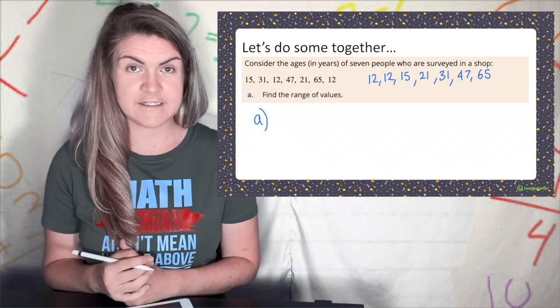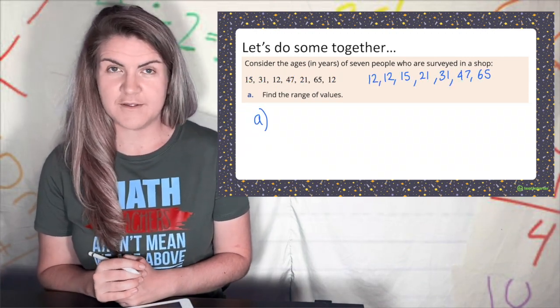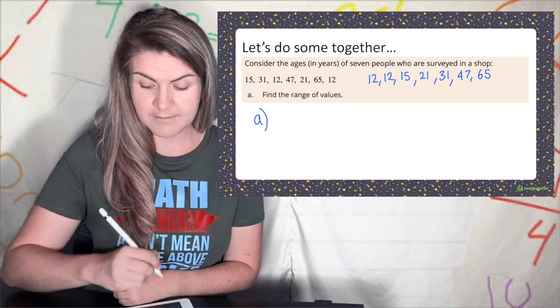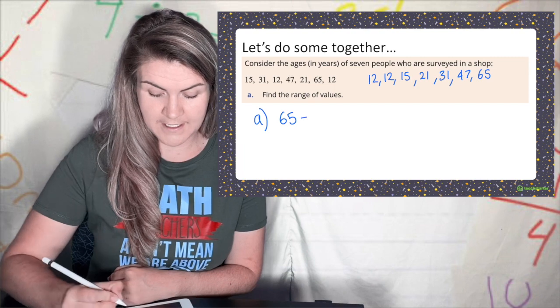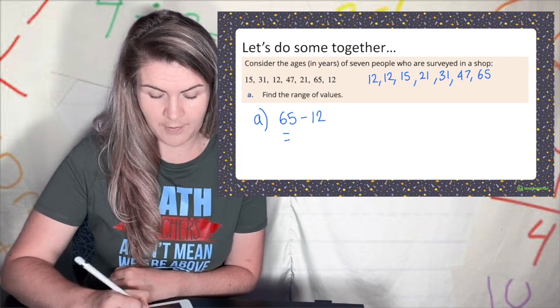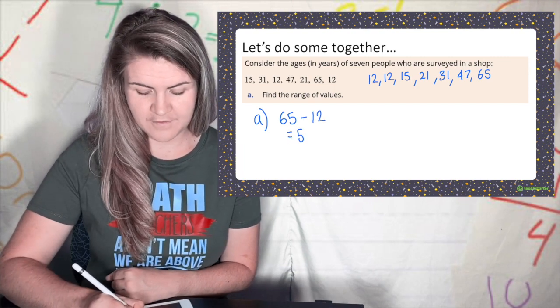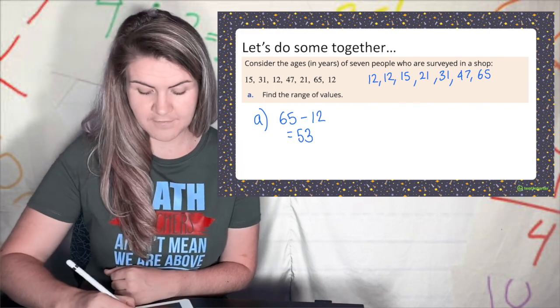The first question, A, is find the range, which is the difference between the highest and the lowest. My highest number is 65 and my lowest is 12. So I'm going to find the difference, which is take away 65, take away 12. This leaves me with 53. So my range is 53 years.